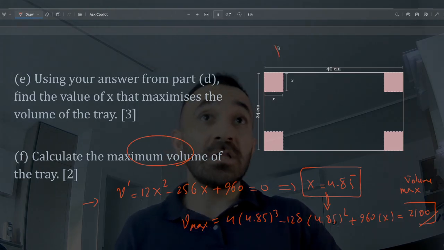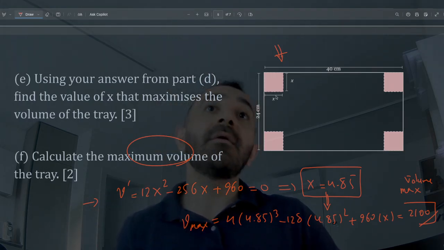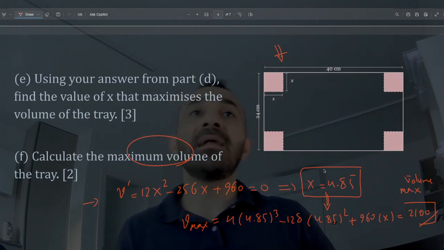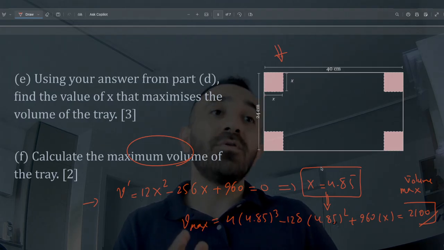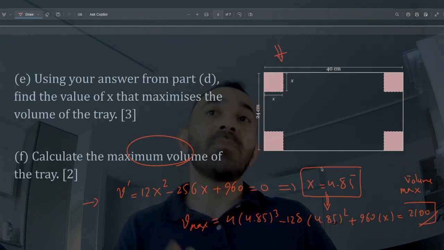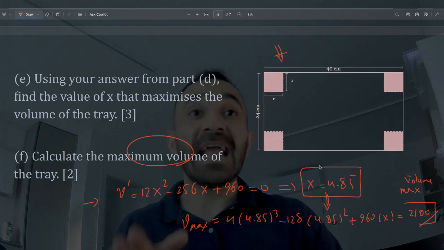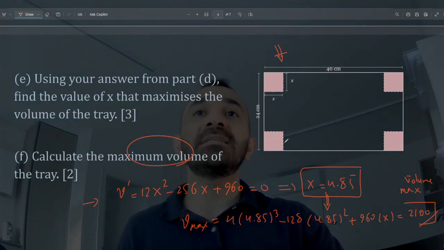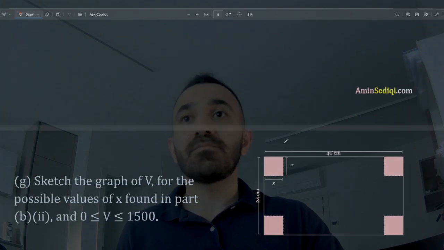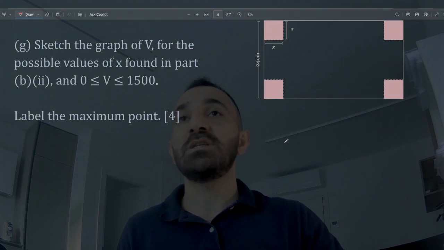Considering this condition that it has to be 24 times 40, the maximum possible value of your box is going to be 2100 units to the power of 3. And it happens when x is 4.85. I'm going to do it also graphically to practice it. Yes, it is actually what the question is asking you.